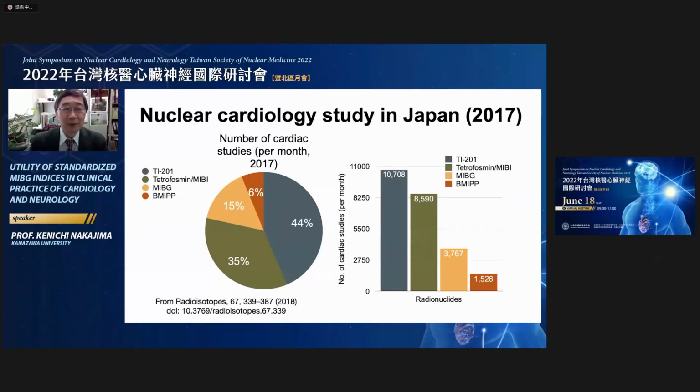What about the total number of cardiac studies, nuclear cardiology studies in Japan? This is a summary of 2017, and we may have new statistics from now on. But anyway, at that time, thallium-201 is in 44%, and technetium-99m perfusion tracers in 35%. And please note MIBG is in 15% of the nuclear studies. The actual number is shown here. Anyway, the I-123 tracers such as MIBG and BMIPP are in 20% of the studies in Japan as nuclear cardiology.